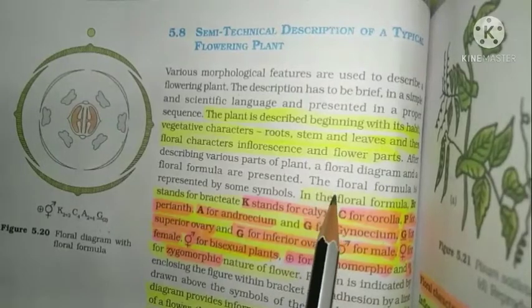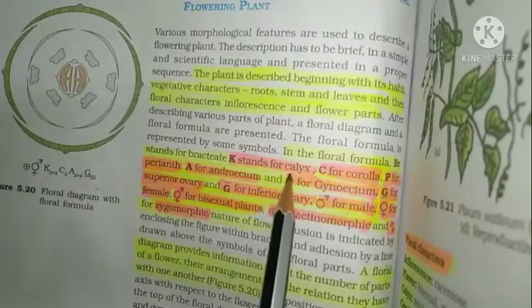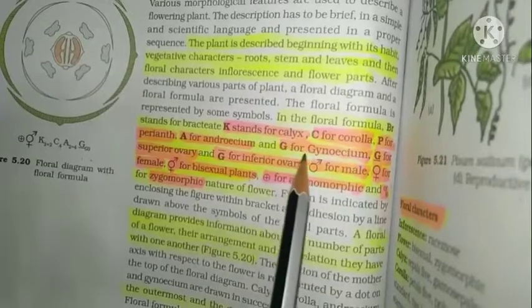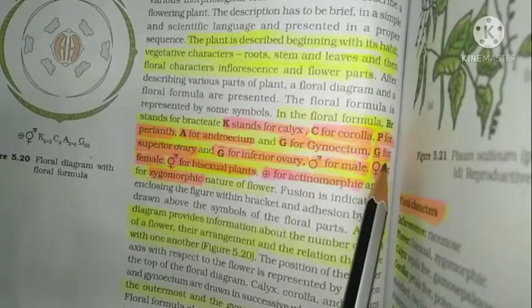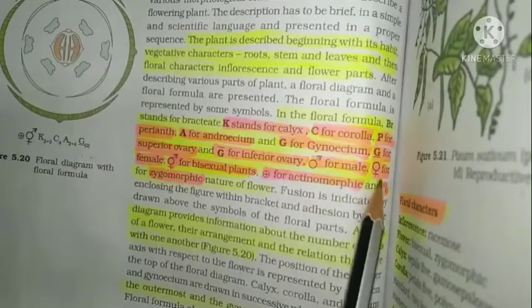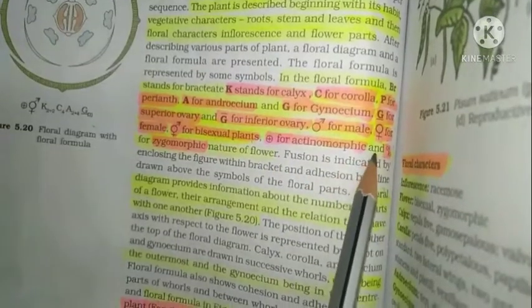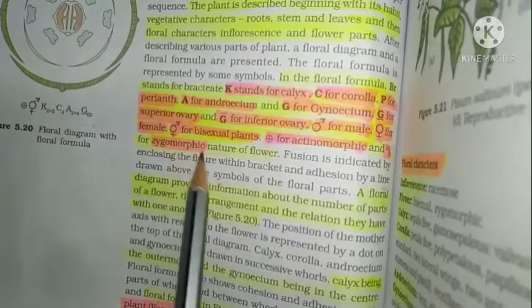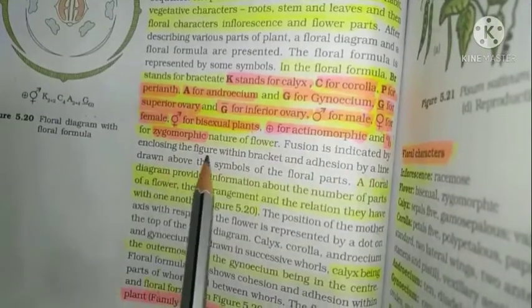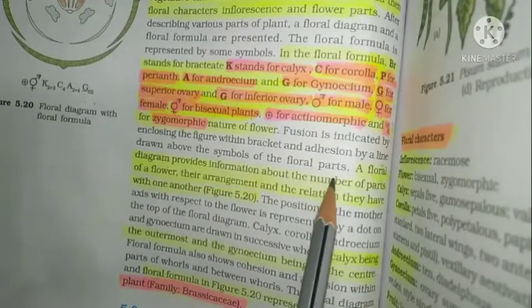The floral formula is represented by some symbols. In the floral formula, Br stands for bracteate, K stands for the calyx, C stands for the corolla, P for the perianth, A for the androecium and G for the gynoecium. G with a underline is for a superior ovary and G with an upper line is called an inferior ovary. This is for male, and this for female, and this for a bisexual flower. The plus sign is for actinomorphic and this is called the zygomorphic nature of a flower. Fusion is indicated by enclosing the figure within brackets, and adhesion by a line drawn above the symbol of the floral parts.